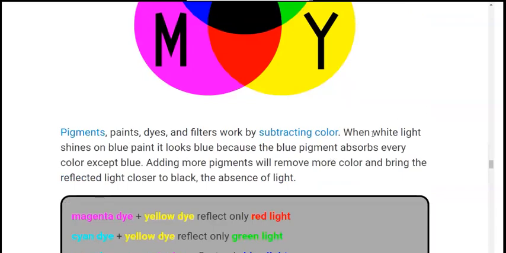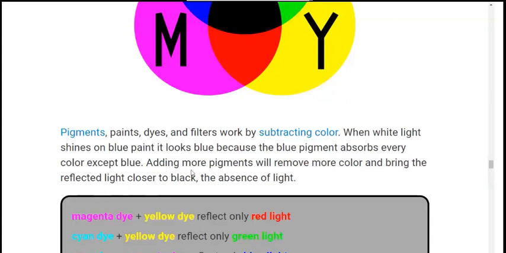Now, when white light shines on blue paint, it looks blue. Why? Because the blue pigment absorbs every color except blue. Blue is reflected back by the blue paint. That's why when you paint anything blue, it appears blue, because it absorbs all other colors and reflects back the blue. That's why an object which is painted blue will appear blue.